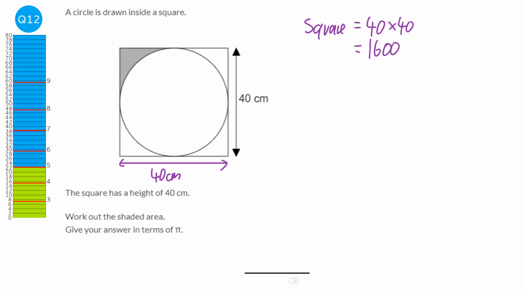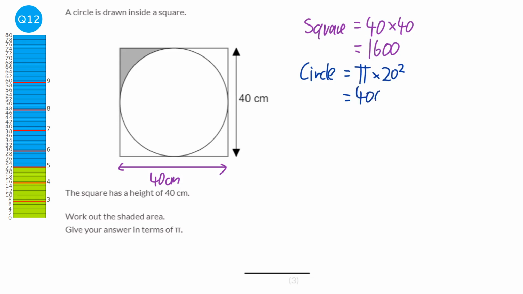The next thing we're going to do is work out the area of the circle, but to do that we need to work out what the diameter of the circle is. If you notice, the diameter of the circle is just 40 centimeters. It's the same as the width of the square, or height of the square. So if the diameter is 40, the radius would be 20. So for the area of the circle, we're going to do pi times the radius, 20 squared, and 20 squared would be 400, so this will be 400 pi. This question's asking us to leave it in terms of pi, so we're going to do that.